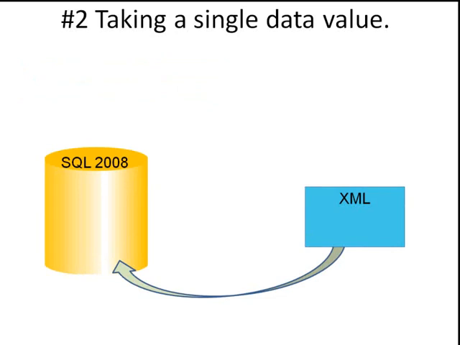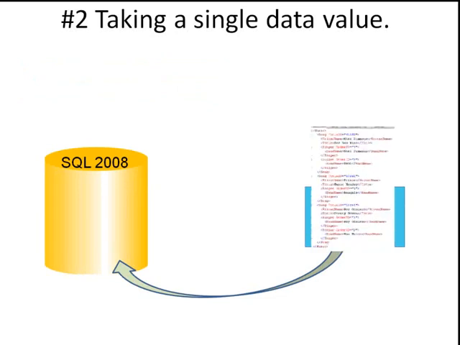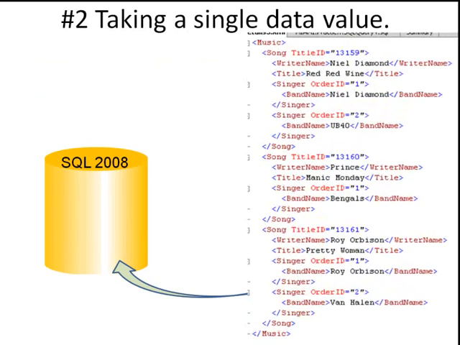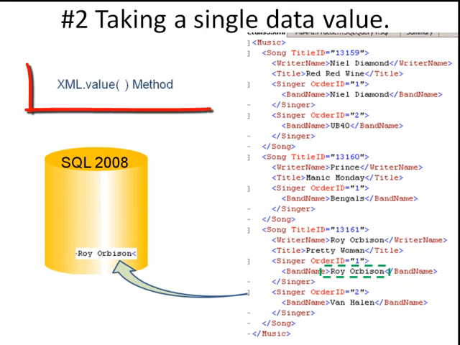Sometimes you don't want an XML fragment. You just want a piece of data. Perhaps you want one single value, like pretend you want the word Roy Orbison, but you don't want the elements around it. You can grab just the piece of data using another method called the value method.